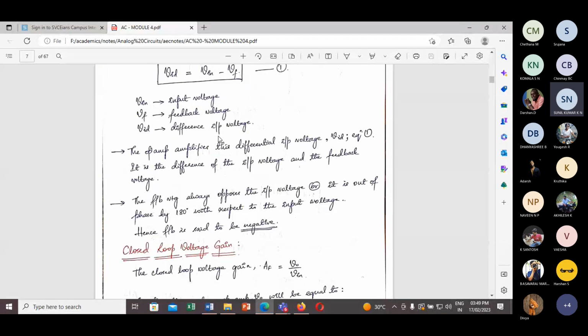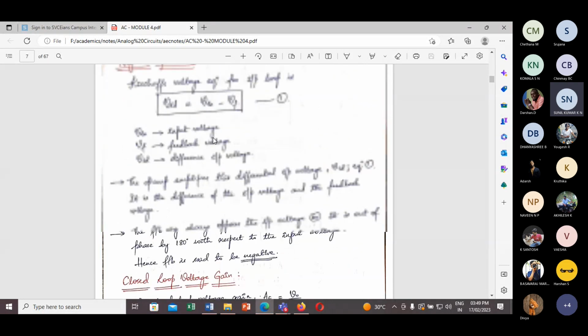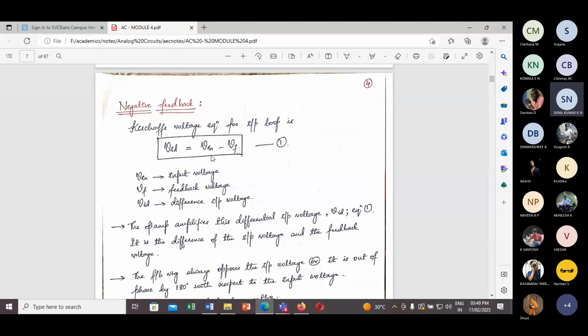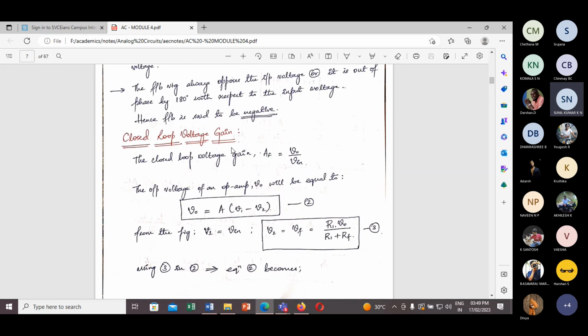Okay, next we'll see how to calculate the gain for voltage series feedback. VID is given by Vin minus Vf. Vin is the voltage across the input, which is mixed at the input side. Vin minus Vf, where Vf is the output voltage of the feedback, is being mixed. So Vin minus Vf is the difference of the input voltage.